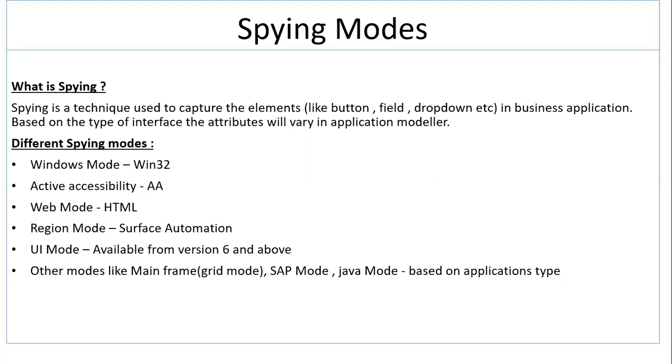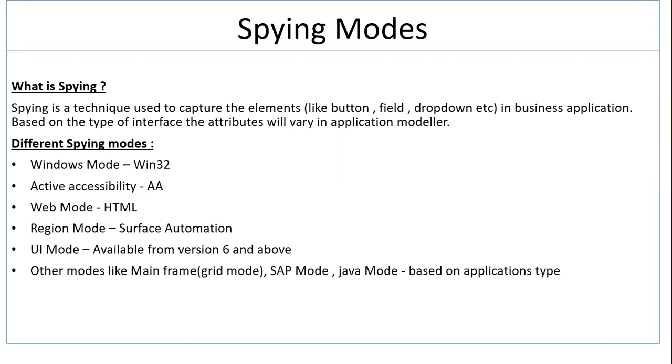So apart from that, based on your application interfaces, you will have different modes. Blue Prism will help you to capture or do the screen scraping according to your application interface type. For example, for mainframe, you will have a grid mode, and for SAP, you will have SAP mode specifically to perform a task in SAP screens. And in a Java-based application, which is a .jar file based application, you will have Java mode and a lot more based on your application types. So this will help you to capture your fields or perform actions on the presentation layer of your business application. So that's on a higher level what spying and spying modes are.